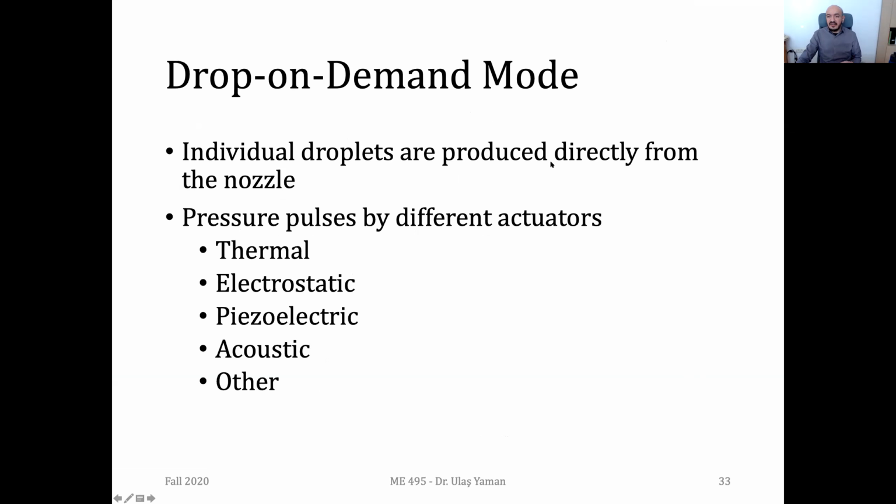So these drops are simply generated directly from the nozzle, so it's much simpler, and we can have different types of actuators. You may have thermal, electrostatic, piezoelectric, acoustic, or other types of actuators used to generate such drops directly from the nozzles. We don't need an electric field or a charger. This is much simpler, so that's why most of the commercial systems are using DOD. This is named drop-on-demand.